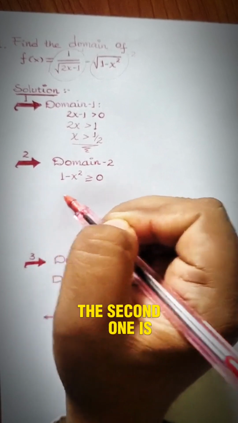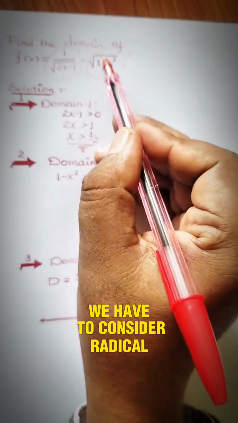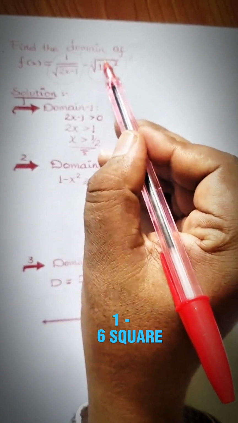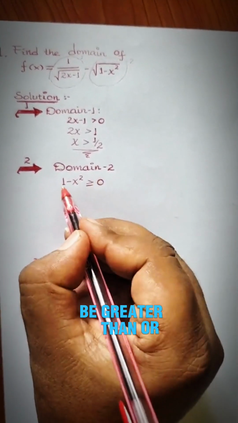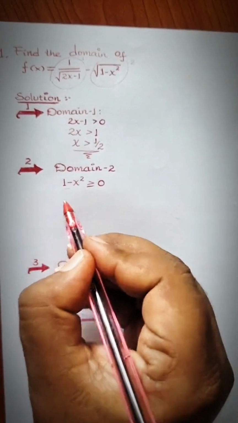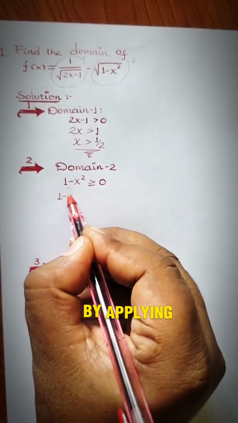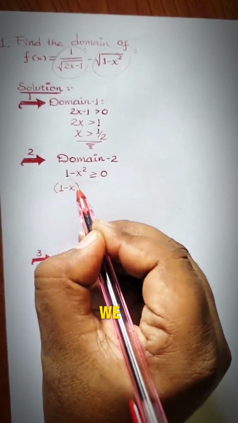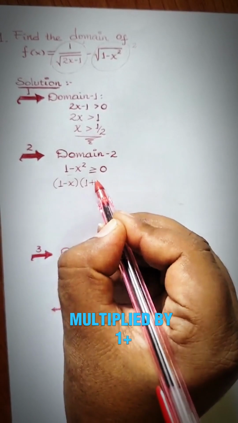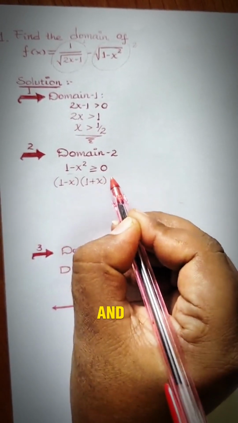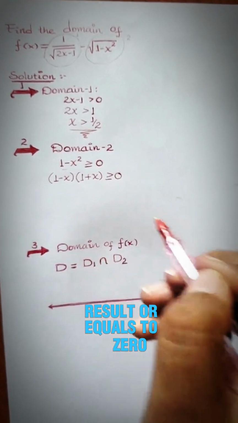The second one is, to find the second domain, we have to consider radical of 1 minus x square. 1 minus x square has to be greater than or equal to 0. Now factorizing 1 minus x square by applying the difference of the square formula, we will have 1 minus x multiplied by 1 plus x, and this has to be greater than or equal to 0.